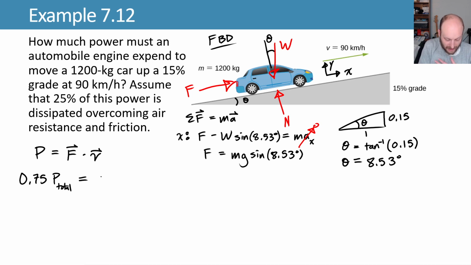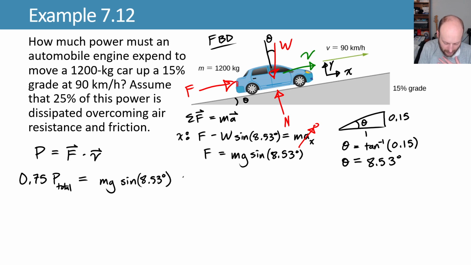All right, so now we get the F dotted with the V. The velocity is in this direction. Let's draw it in just to have it. My velocity is in the same direction as my force. So the dot product gives me a cosine of 0 or just 1, which will then be mg sine 8.53 degrees. So that's my force.